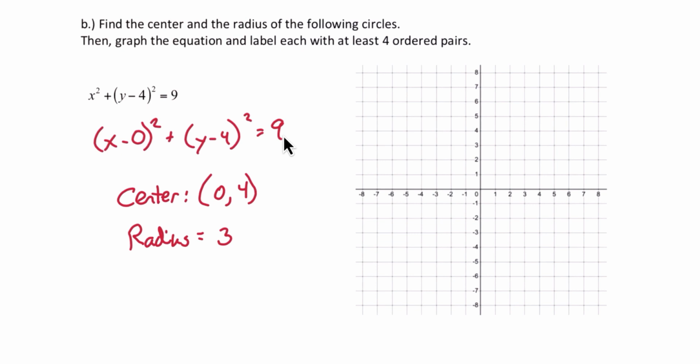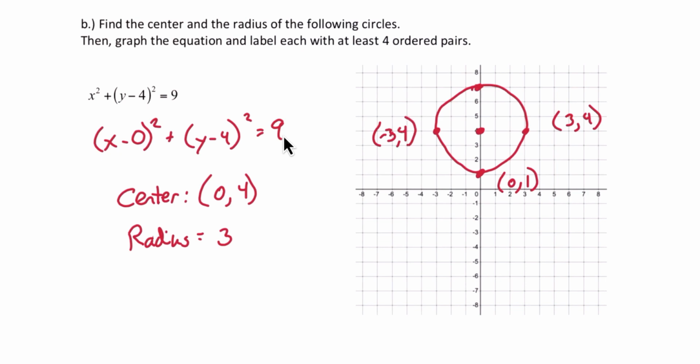From here, we can plot the circle, start with the center at (0, 4), and then up, down, left, right, 3 units. Once we get our points, we can connect the dots with a curve to get our circle. And from here, label those 4 additional points. We have (3, 4), (0, 1), (-3, 4), and our 4th point is (0, 7).